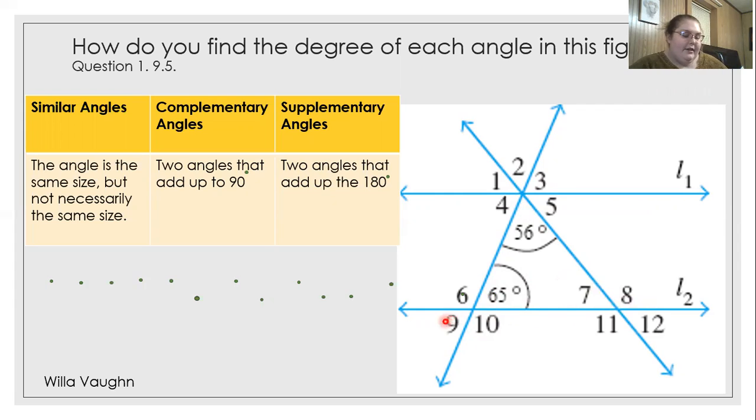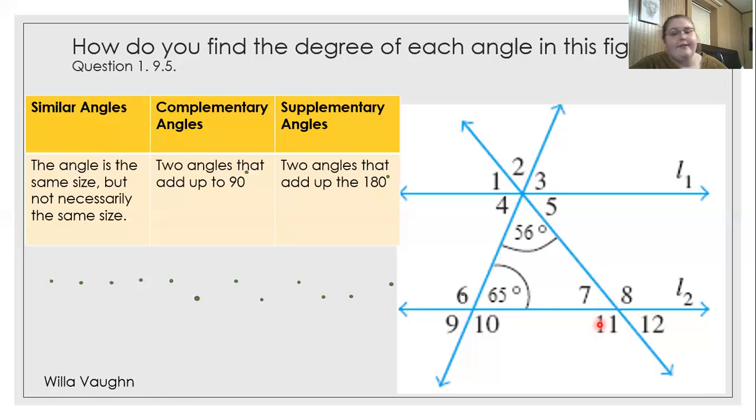So angle 9 over here is going to be opposite, a vertical angle, to angle 2. And we remember angle 2 was 65 degrees. So that means angle 9 is also going to be 65 degrees. And then we have angle 10, the opposite, also vertical, angle of angle 6. Remember angle 6 was 115 degrees, so angle 10 is also going to be 115 degrees. And then angle 11 is going to be opposite, a vertical angle, to angle 8. And if we remember, angle 8 was 121 degrees. So that means that angle 11 is also going to be 121 degrees.